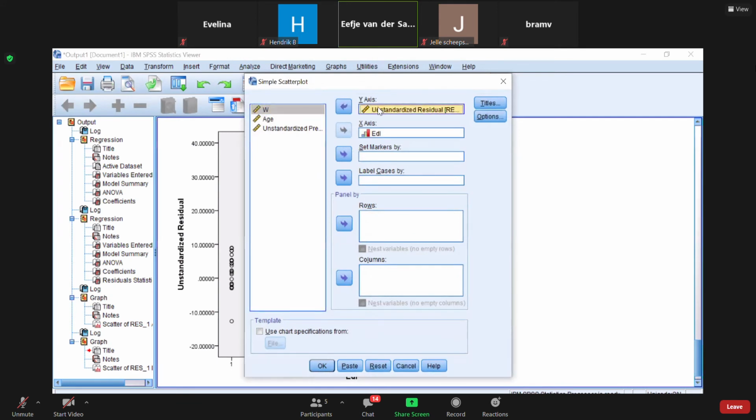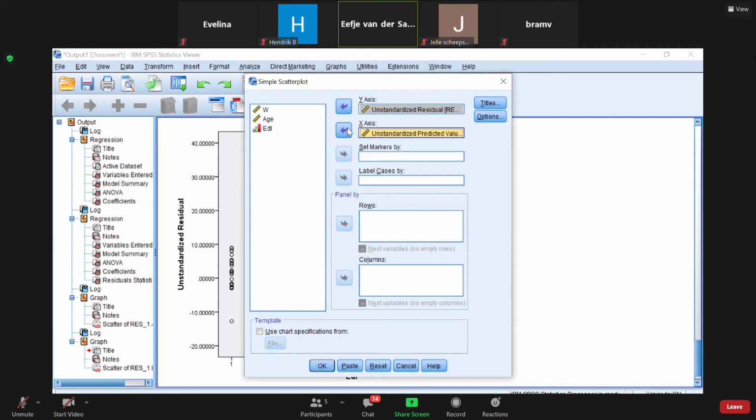and you want this one out. And instead of the x variables, you are going to put the unstandardized predicted value on the x-axis. To be honest, I'm not 100% sure why you do it. This is just how we learned it, and it wasn't explained why you should do it.